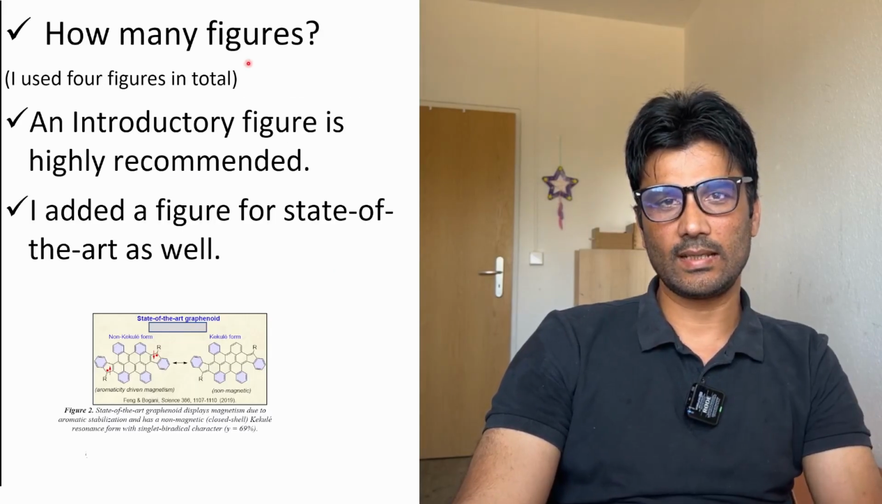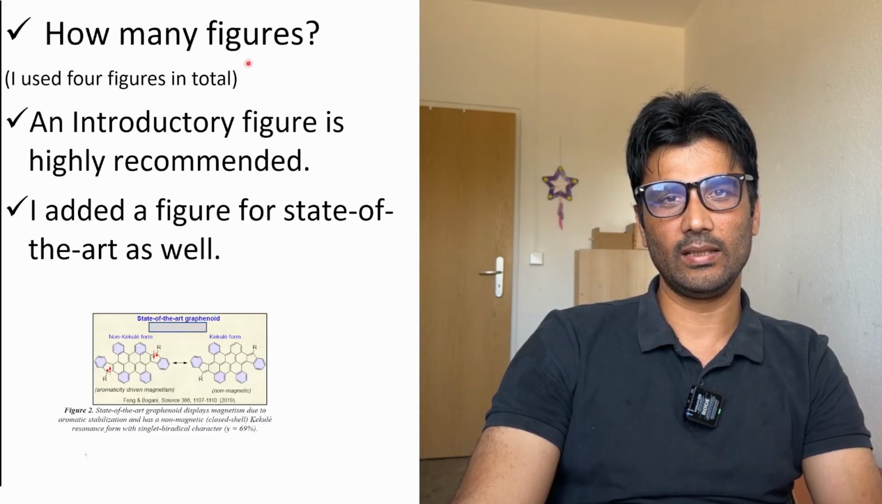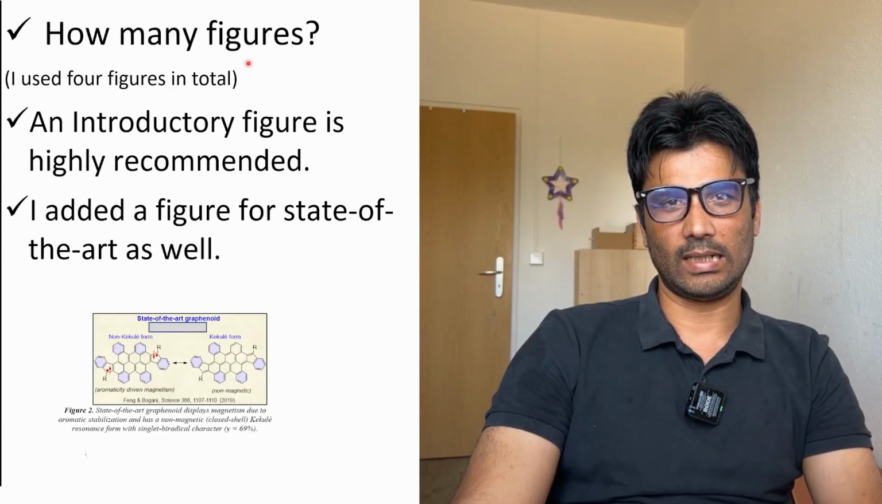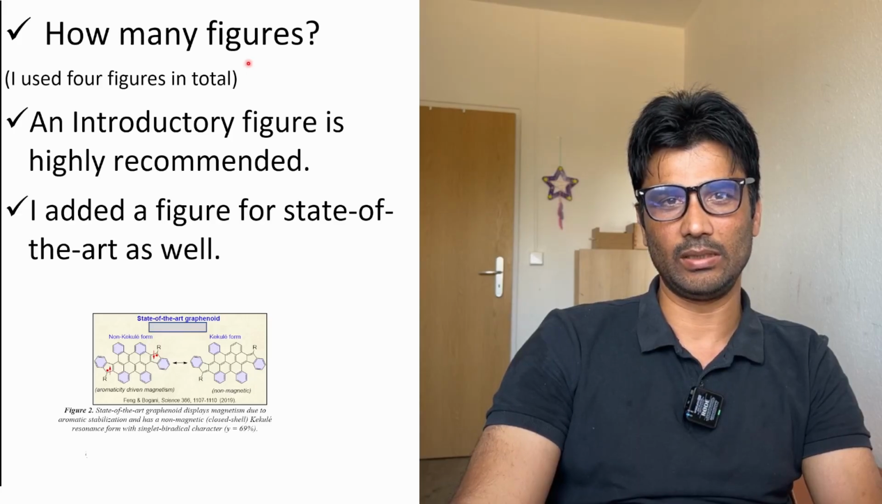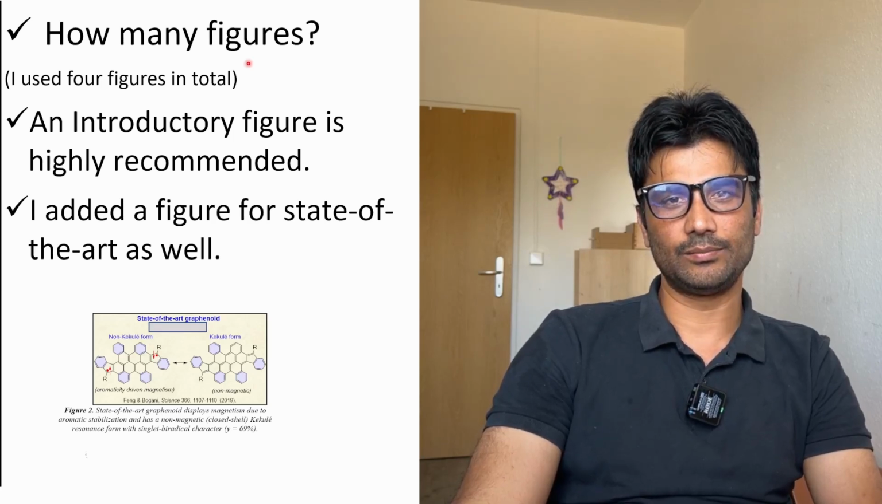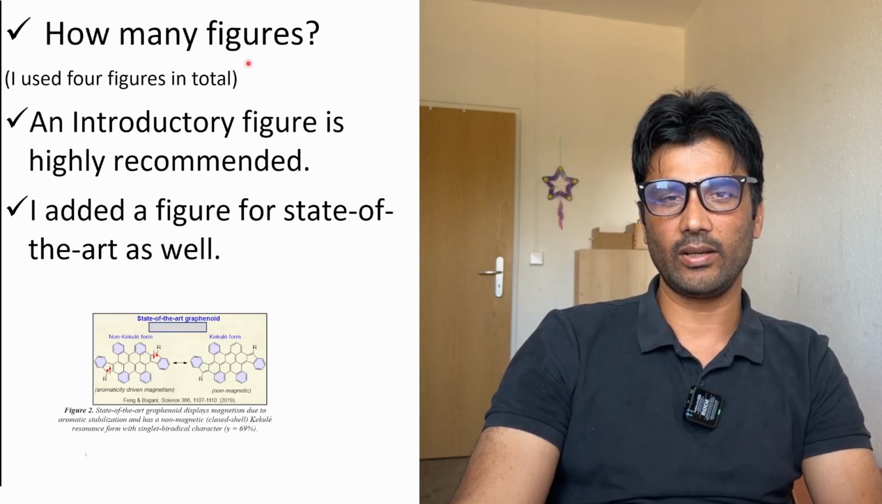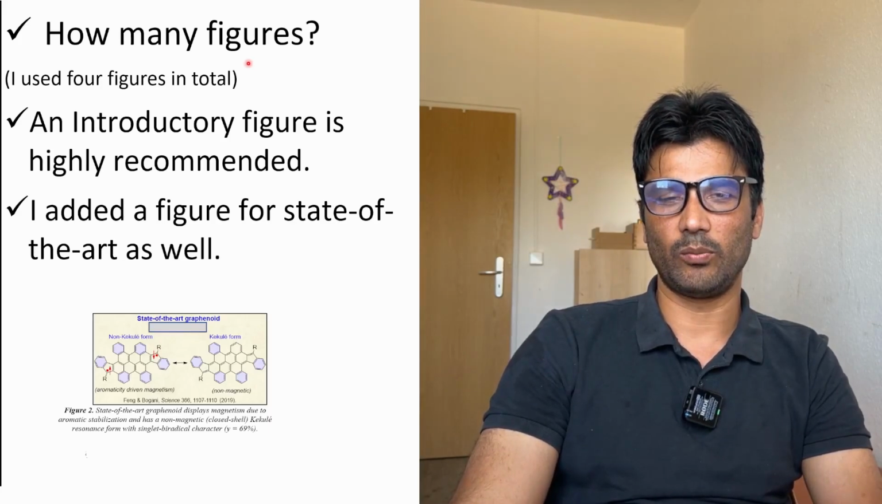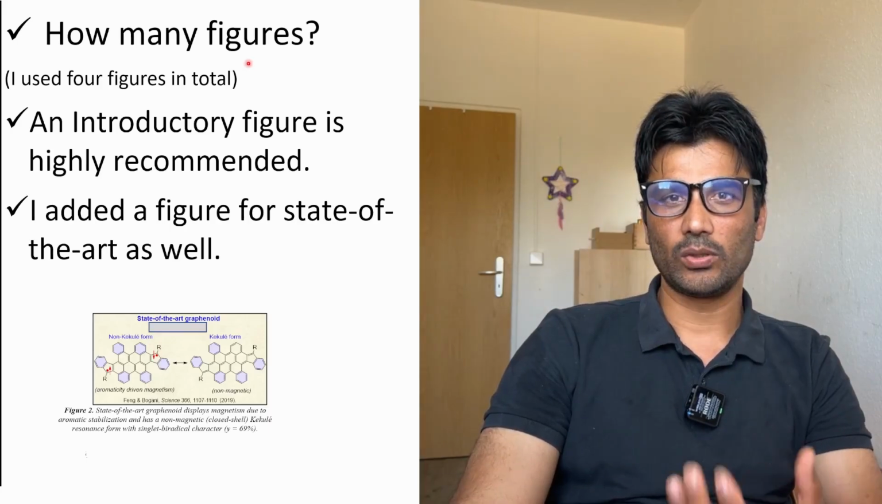So the next point is how many figures you should use in your proposal. For example, I used 4 figures in total, other than 2 synthetic schemes that were quite long, like maybe more than half a page. But overall, the figures that I used were 4 figures. And it is highly recommended that you add one introduction figure that sums up your proposal, right in the beginning on the first page.